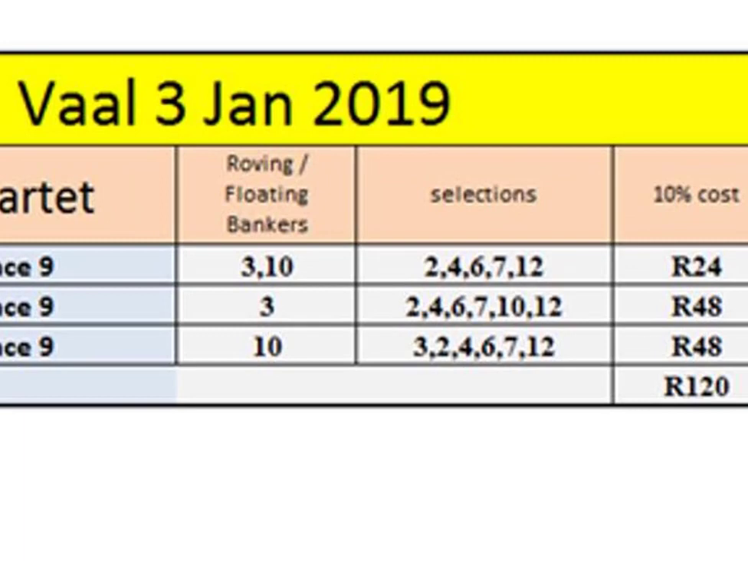Then on a separate bet, again race 9, this time it's 1 floating banker, number 3, with 2, 4, 6, 7, 10 and 12. You see that we've added number 10 in there. Then we take a third bet, again on race 9. This time we have a roving banker, number 10 with 2, 3, 4, 6, 7 and 12. And that's for 48 rand.